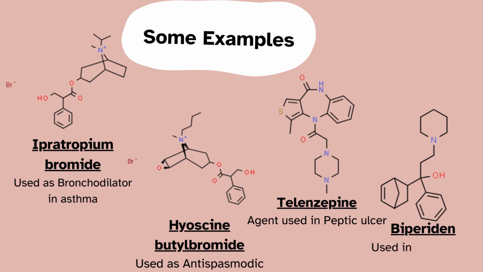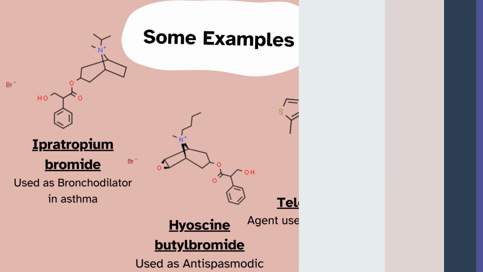The last example here is the piperidine, which is also a selective antagonist of M1 receptor. It's commonly used in the treatment of Parkinson's disease. By blocking these receptors, it helps to restore the balance between dopamine and acetylcholine in the brain.